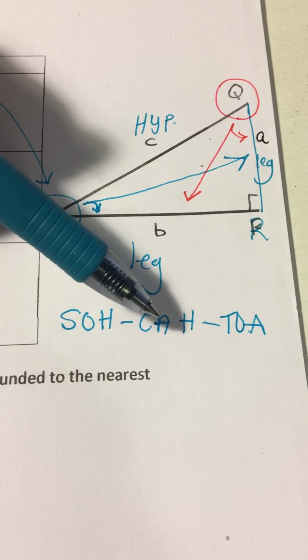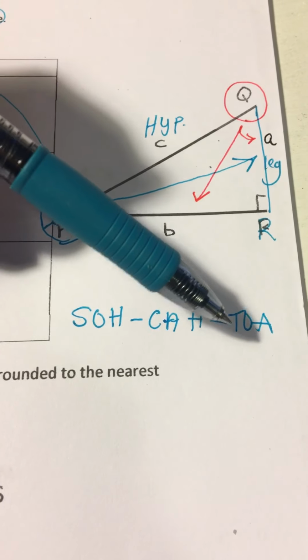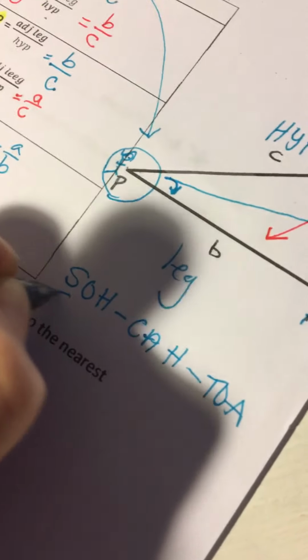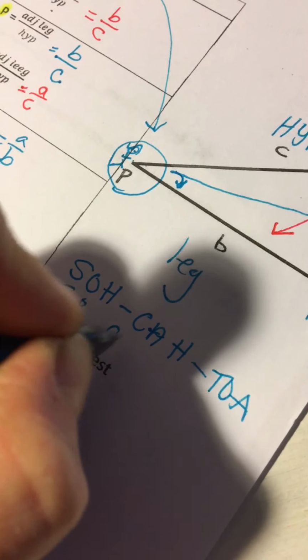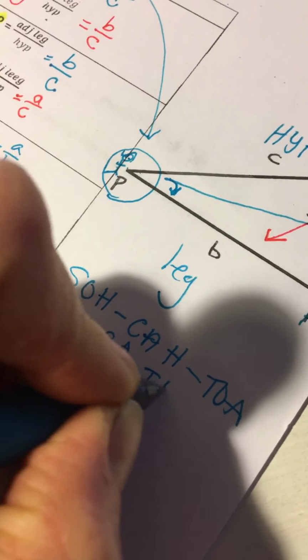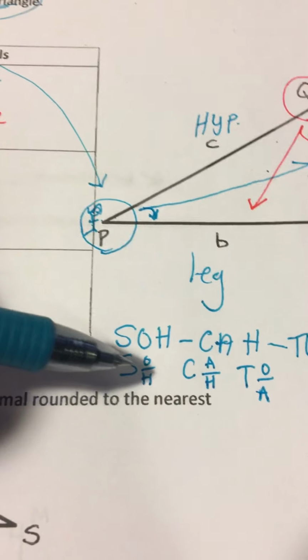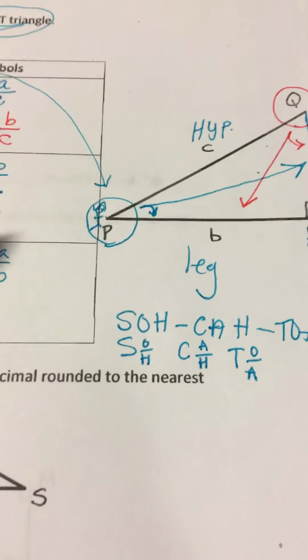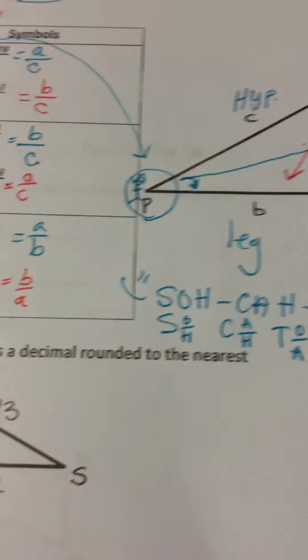Cosine is the leg adjacent to the angle over the hypotenuse. And tangent is the opposite over the adjacent. Some teachers also write it like this: sine is opposite over hypotenuse, cosine is adjacent over hypotenuse, tangent is opposite over adjacent. I've seen it written like that, but it's still SOHCAHTOA. This will become your new best friend because you're going to use it all the time.